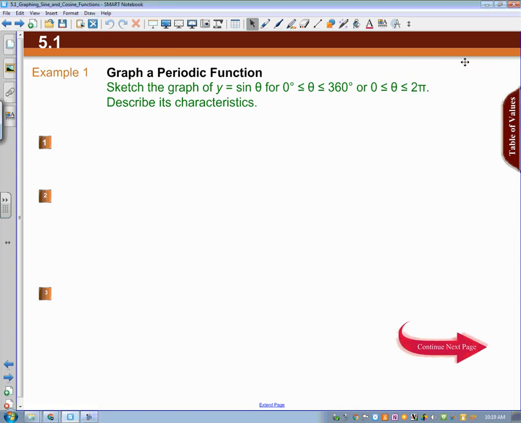Welcome to 5.1 example 1. This is where we start to look at the graphs themselves, and we'll do some vertical and horizontal stretching within 5.1 as well. But right off the bat, if we're going to graph y equals sine theta, it is really important, and I'm going to reveal the graph in a minute here, but I want to talk about what we're doing here.